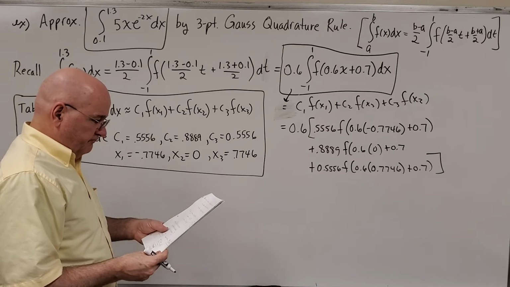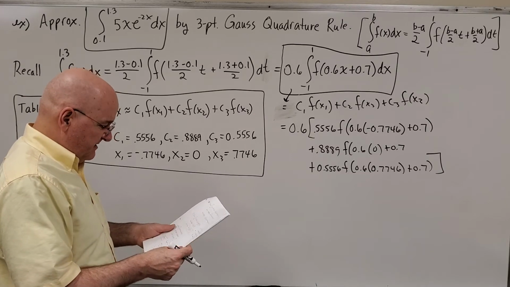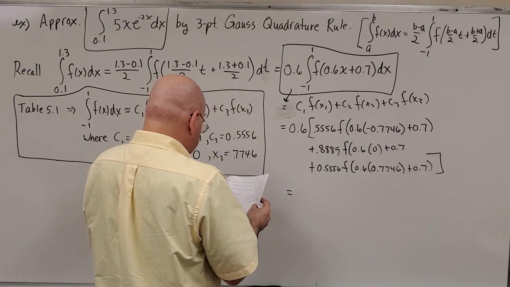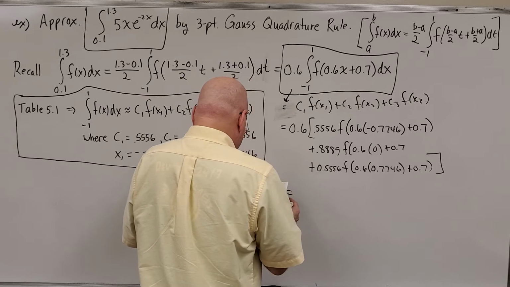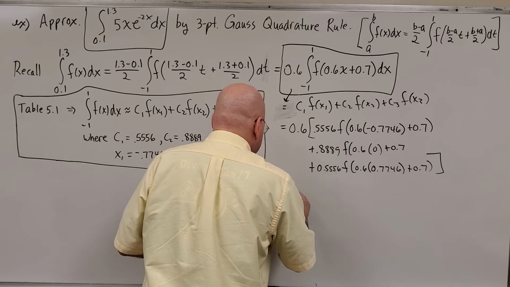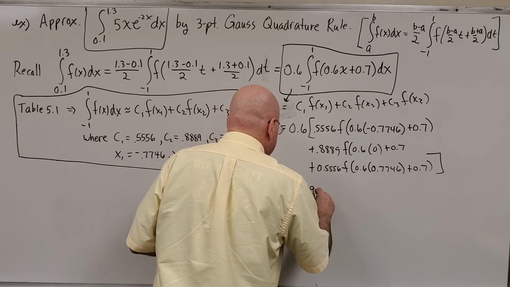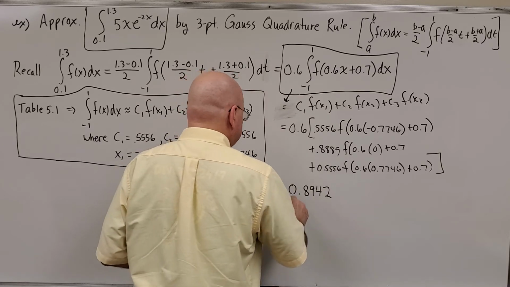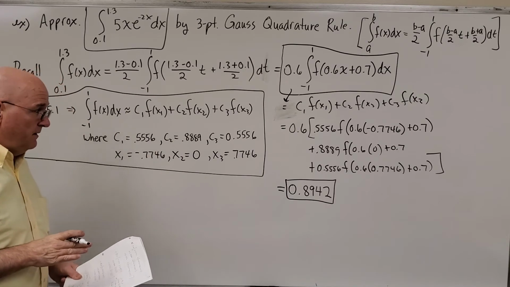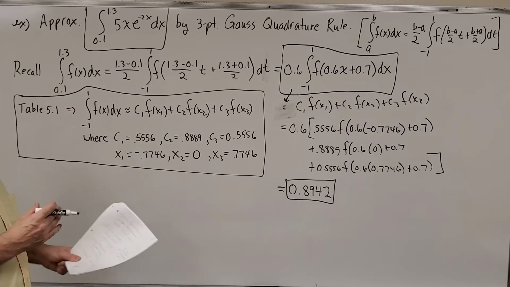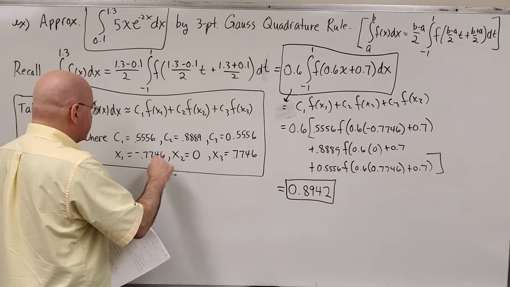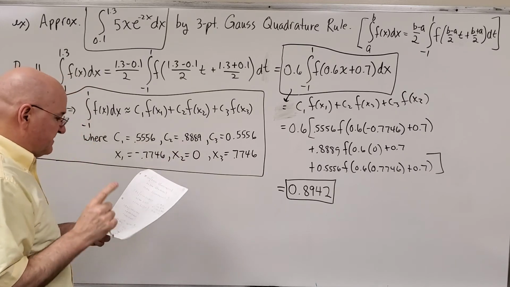Okay, I simplified this in stages, but you could plug that into a calculator and get 0.8942. So that's the answer, that's the approximation of the integral using 3 points, which means really 6 variables. The 3 points, x1, x2, x3, and c1, c2, c3 are their weights.